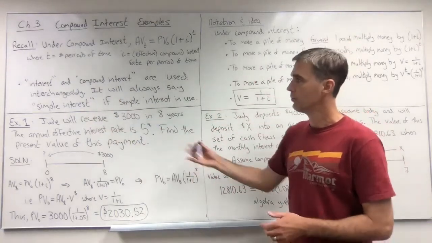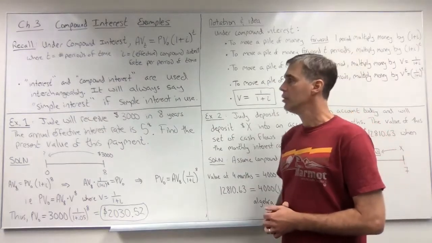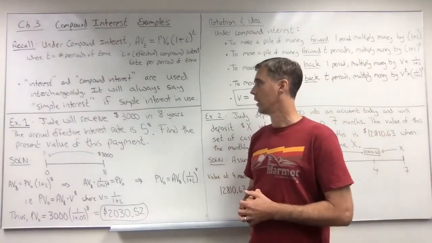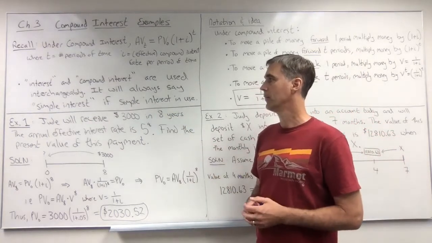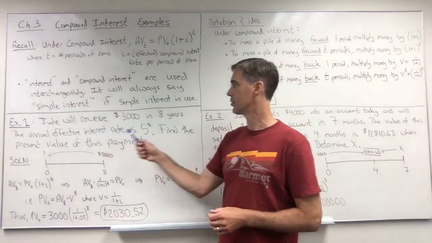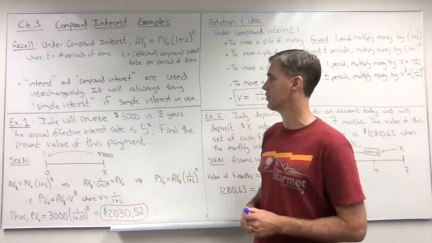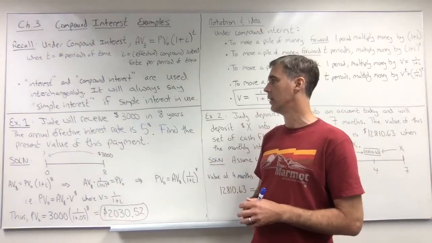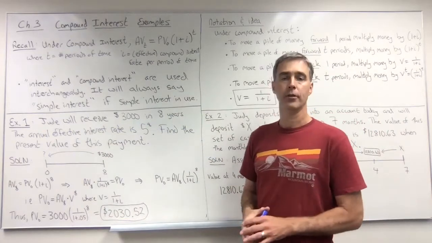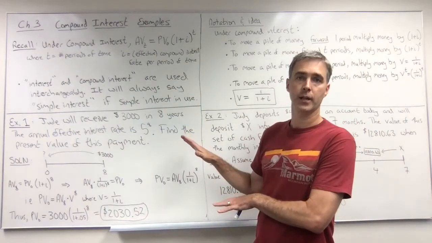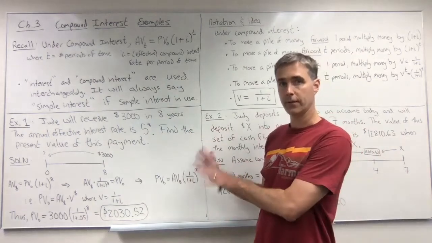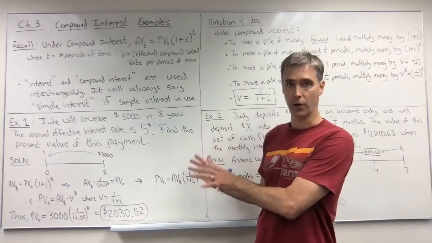All right, so our first example here. Jude will receive $3,000 in 8 years' time. We have an annual effective interest rate of 5%. So that's an annual yearly effective interest rate of 5%. Find the present value of this payment. Now note, compound is never mentioned anywhere, but neither is simple. So my default is this is a compound interest problem.